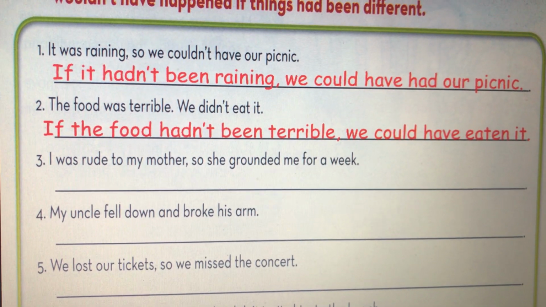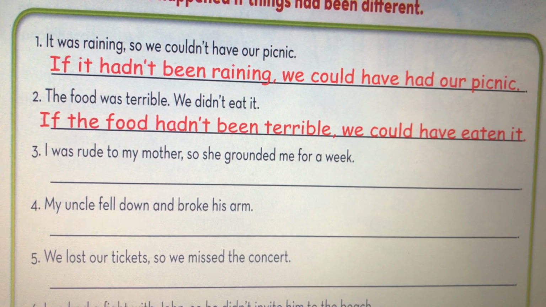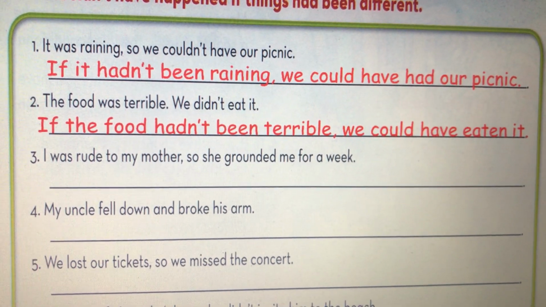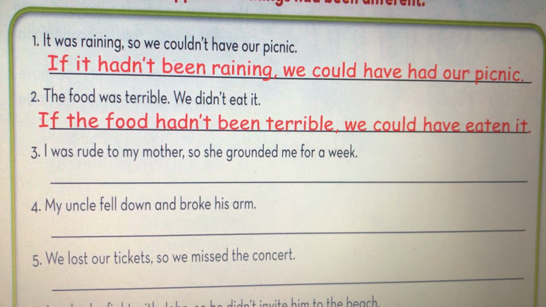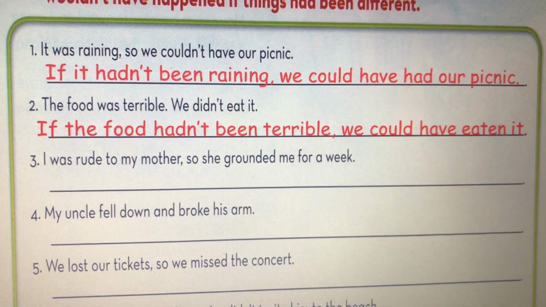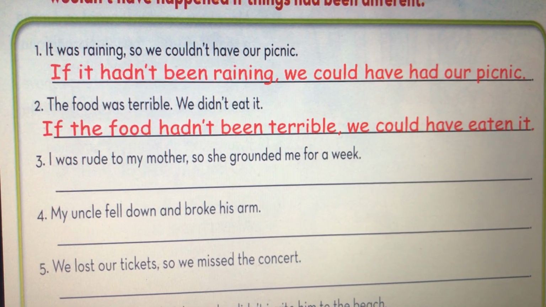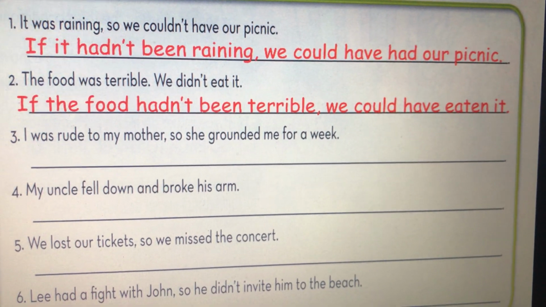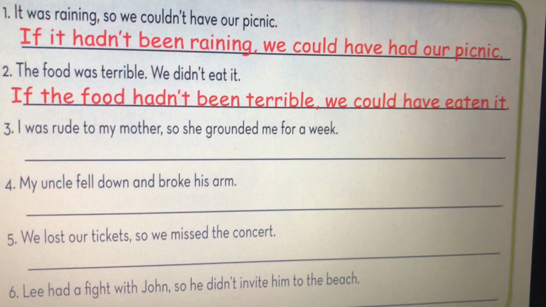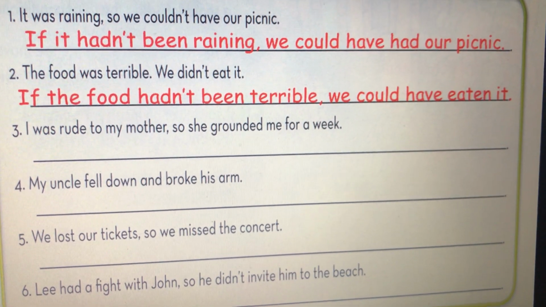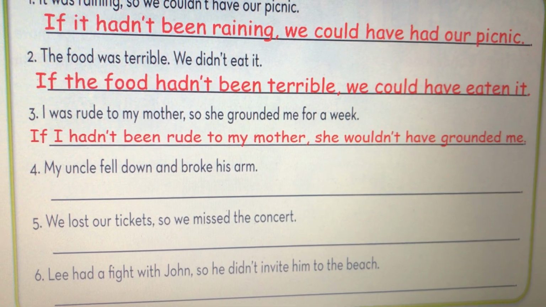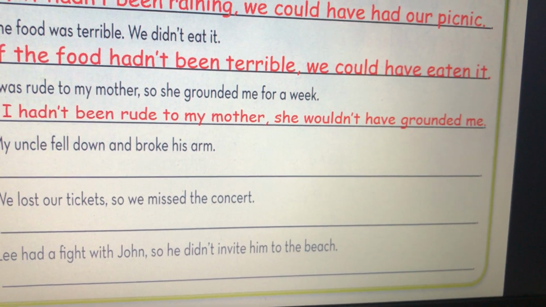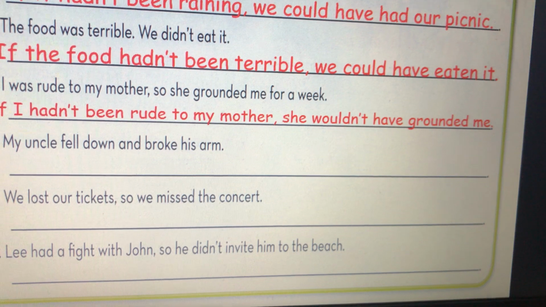What about 3? I was rude to my mother. Rude يعني كنت تصرف بقلة أدب أو بشيء من الوقاحة. So she grounded me for a week. Grounded me يعني منعتني من الخروج. Okay. It should be like this. If I hadn't been rude to my mother, she wouldn't have grounded me.